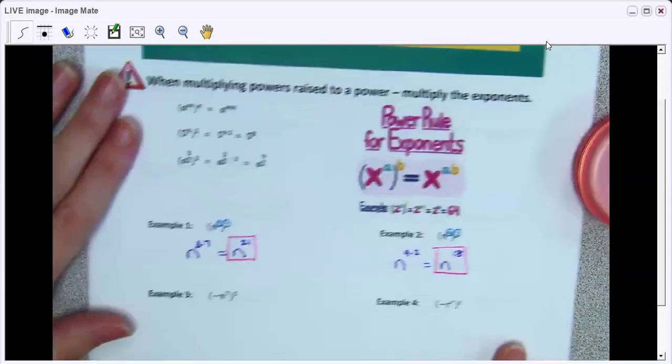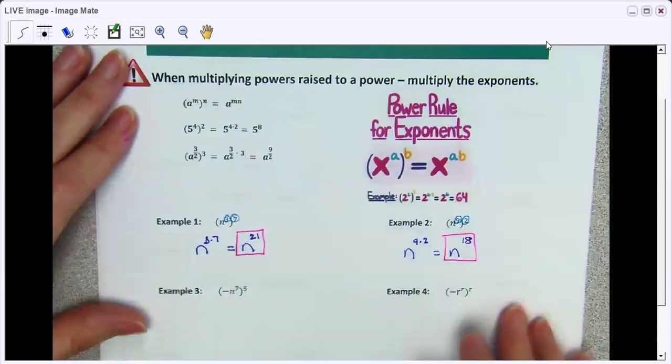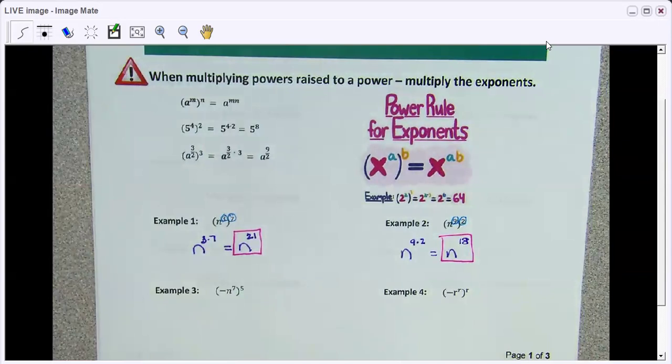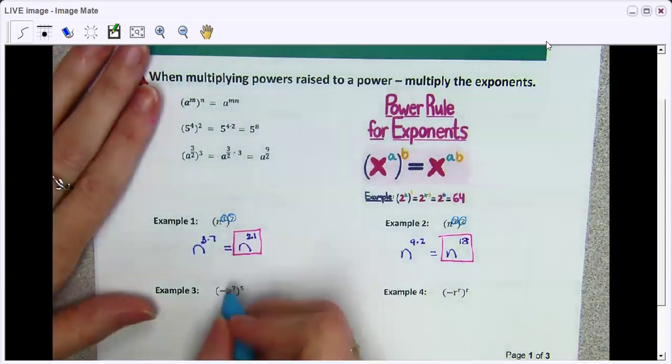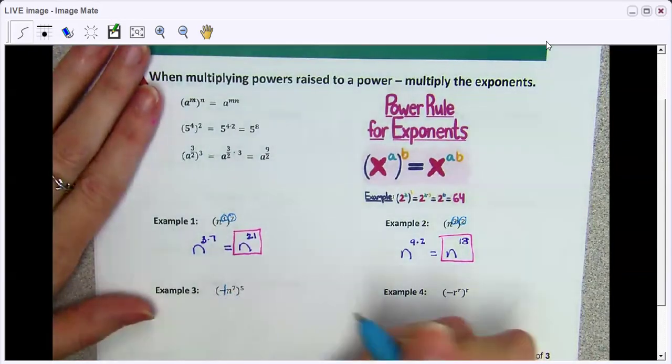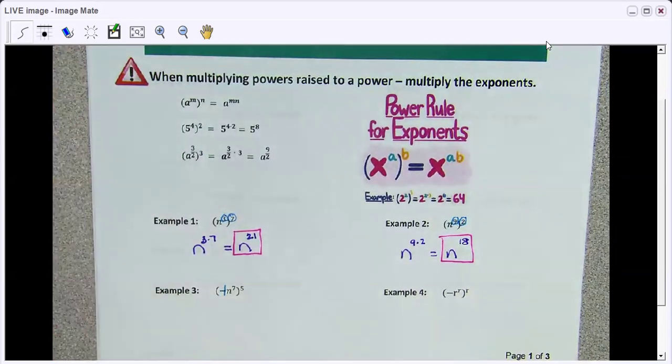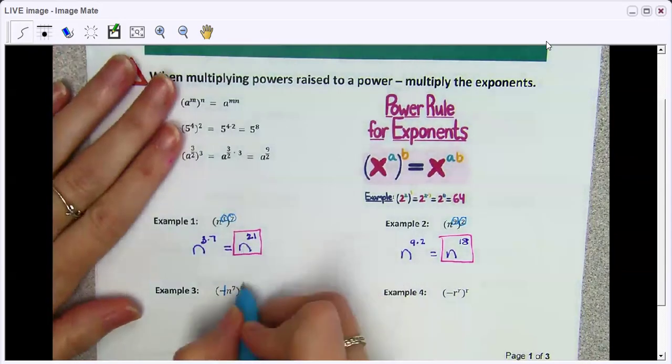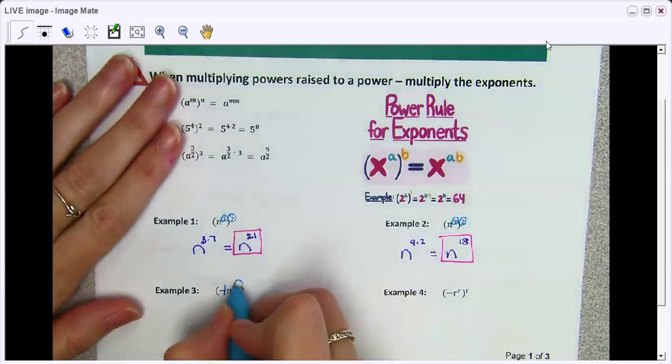All right, let's go down to example 3. We are now introducing negatives. Remember that is just like a -1. So in the end, you'll multiply -1 times whatever you get. In this case, we are just going to distribute the 5 to the 7.